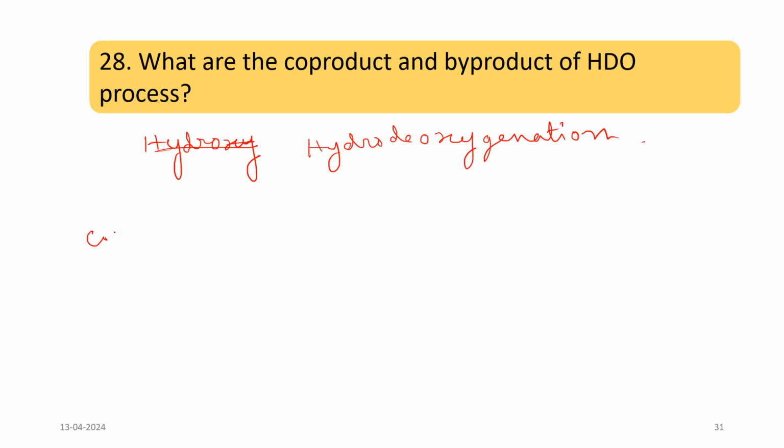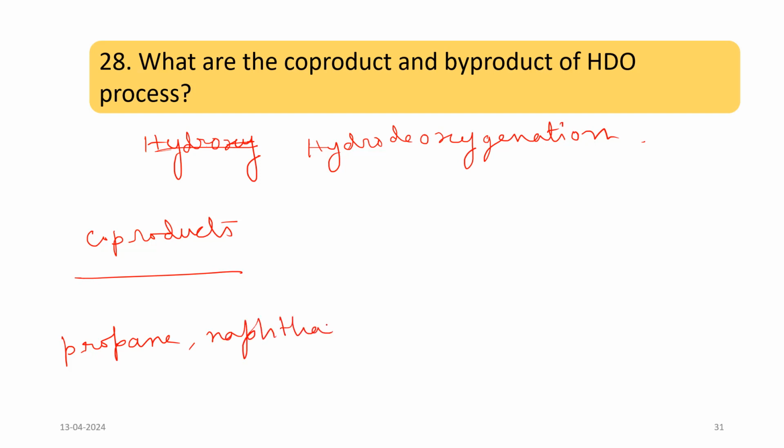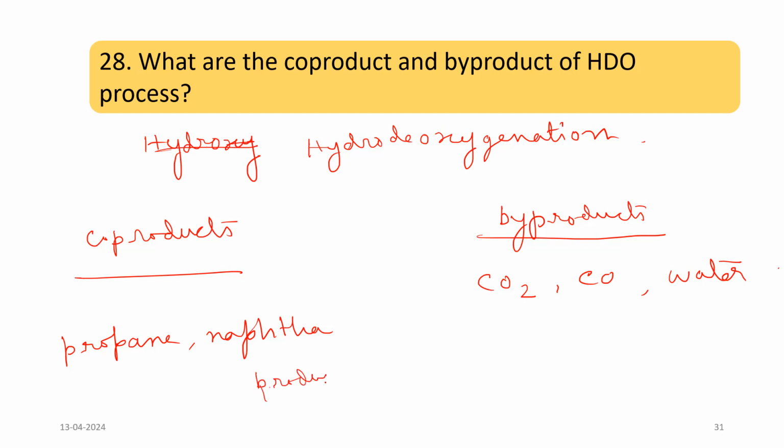So the co-products are propane and naphtha, whereas the byproducts are carbon oxides and water. The main product is the green diesel, obviously. So the main product is diesel, or you can also say green diesel, and along with it the co-products are propane and naphtha, and the byproducts are CO2, CO and water.